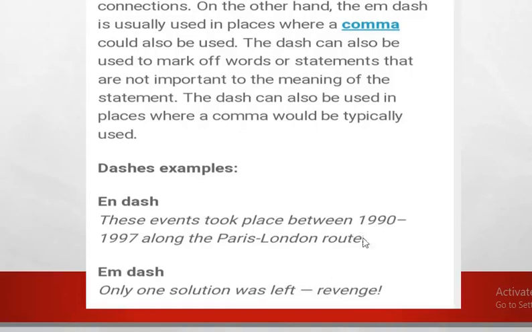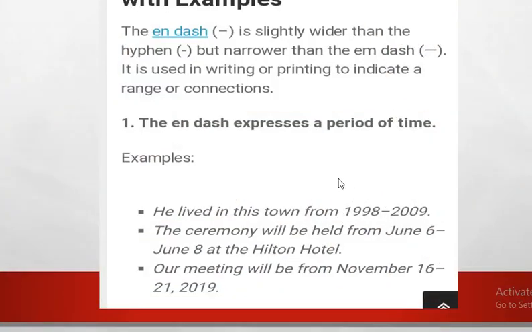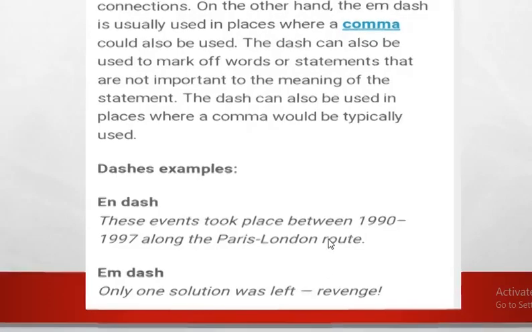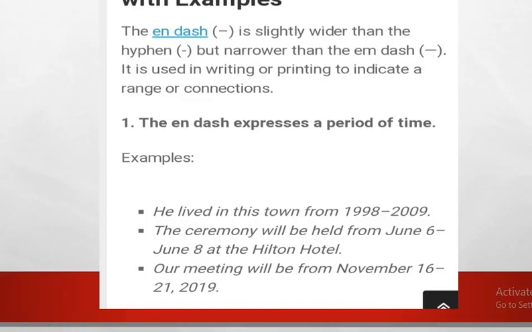So this one is en dash and this one is em dash. En dash is shorter than em dash and em dash is longer than en dash. When to use en dash, with examples. En dash is slightly wider than the hyphen but narrower than the em dash.